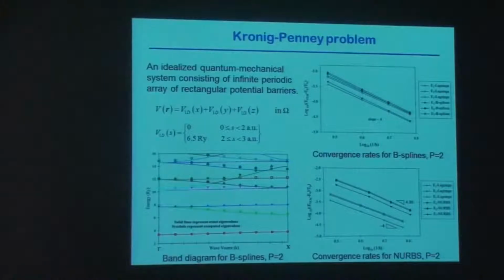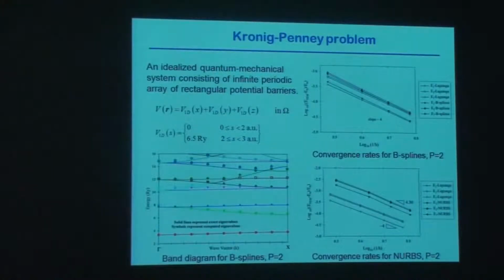So here is a simple problem. This is the Kronig-Penney problem. It's an idealized quantum mechanical system consisting of infinite periodic arrays of rectangular potential barriers. And we are going to use it to look at the mathematical attributes of our method. Mathematical attributes means: does it have h-refinement and p-refinement capability?